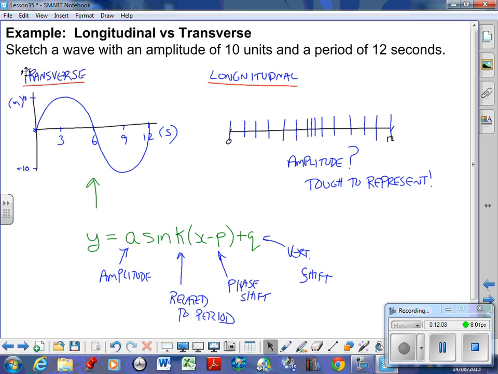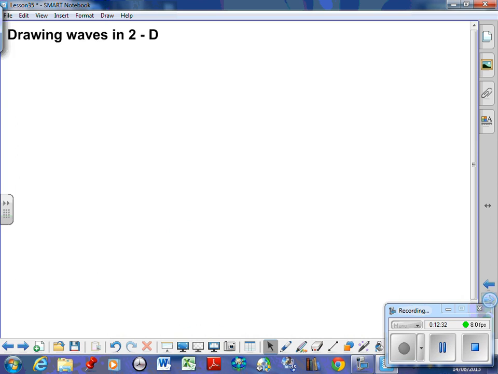And in fact, what we do is we often take the longitudinal and convert it to a transverse graph, because then we can work with it and manipulate it. It still represents the same information, it just looks different. All right, so you want to keep that in mind as we move through.